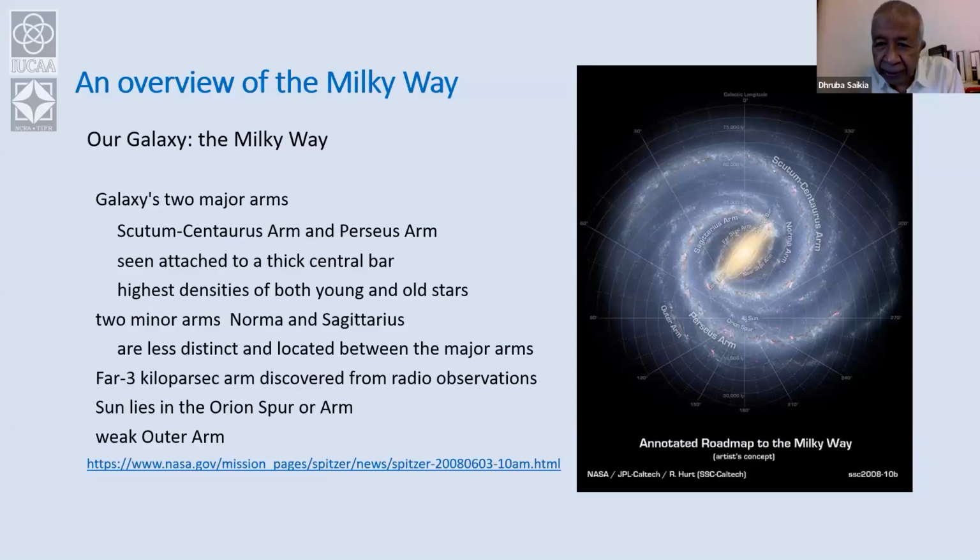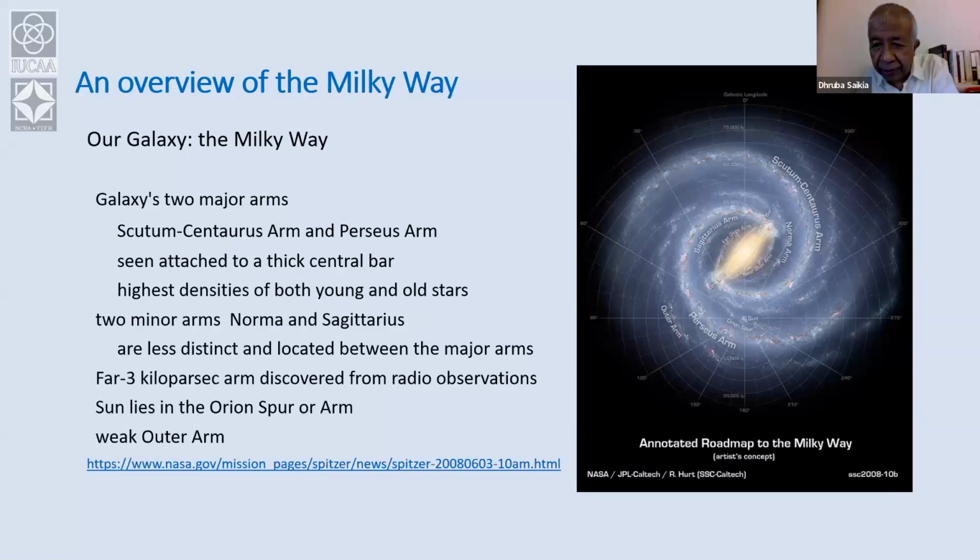These have the highest densities, largely of young stars, but both young and old stars. And the two minor arms, you can see the Norma arm and the Sagittarius arm, which are less distinct between the major arms. Here is the Norma arm. And then there is the outer arm as well. And there is a shorter 3 kiloparsec arm, as it is called, which is identified from radio observations. As I mentioned, radio observations can see much deeper.